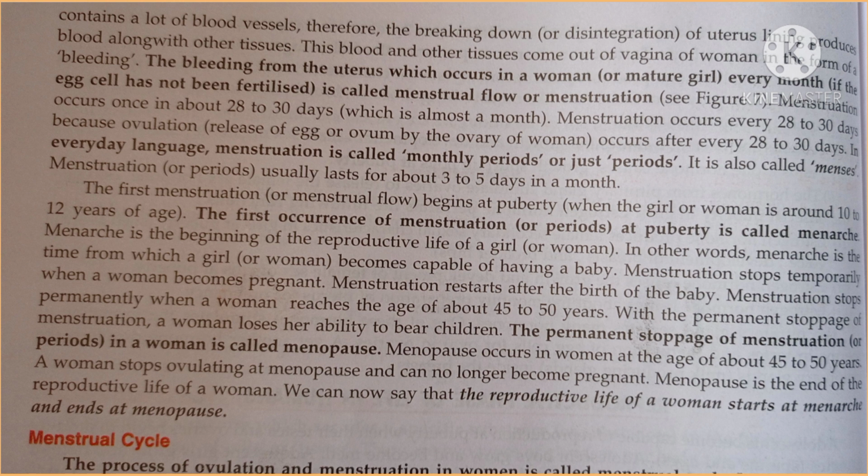What happens due to menopause? A woman stops ovulating at menopause and can no longer become pregnant. So, we can say that the reproductive life of women starts at menarche and ends at menopause.